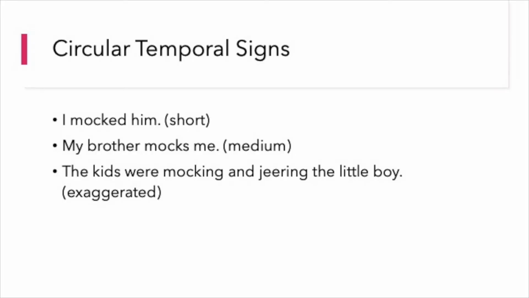The ASL sign for mocking or jeering is modified by a circular motion. It is also directional to show who is mocking and who is being mocked. And importantly, non-manual markers indicate how serious and negative the mocking is.